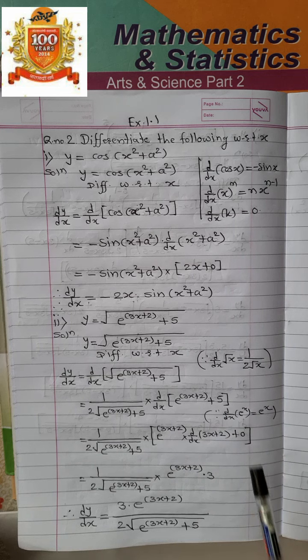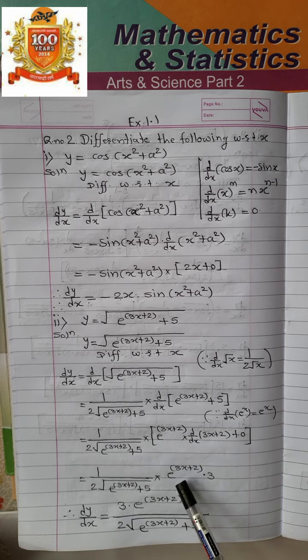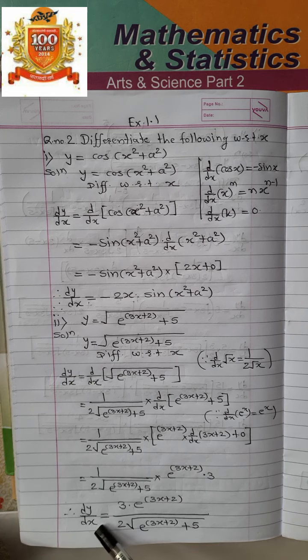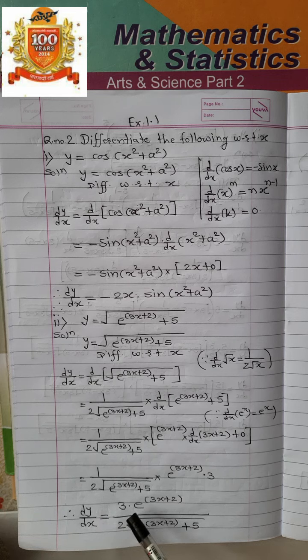We know that derivative of e raised to power x is e raised to power x. Therefore, we have 1 upon 2 root of e raised to power 3x plus 2 plus 5 into e raised to power 3x plus 2 into derivative of 3x plus 2 plus 0. Derivative of 5 is 0, which is equal to 1 upon 2 root of e raised to power 3x plus 2 plus 5 into e raised to power 3x plus 2 into 3. Why? Because derivative of 3x is 3 and derivative of 2 is 0. Thus, at last we get the answer of this question as dy by dx is equal to 3 into e raised to power 3x plus 2 upon 2 root of e raised to power 3x plus 2 plus 5.